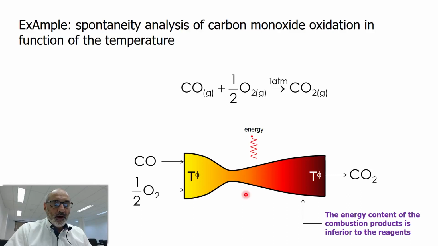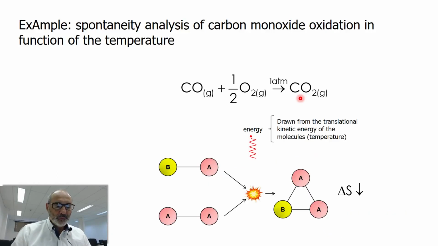The energy content of the combustion products is inferior to the reagents, so this process releases energy. We're going to come to this conclusion in a few moments. Let's see if this reaction is spontaneous or not. This is exactly one of those cases of two cars, or parts of a car, bumping into each other and forming a single car. So entropy decreases, but we know that it is exothermic. It releases energy, and this energy can be used to form these particles.